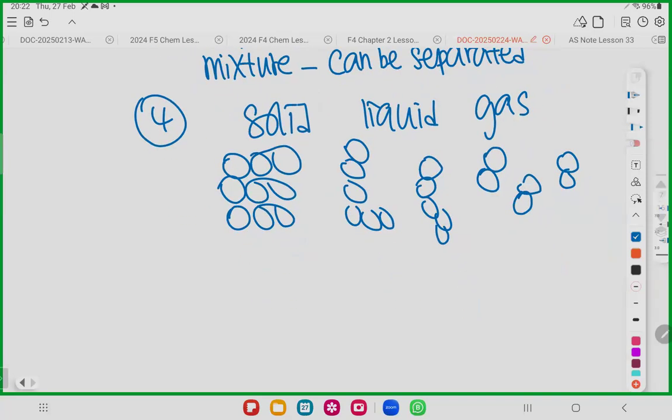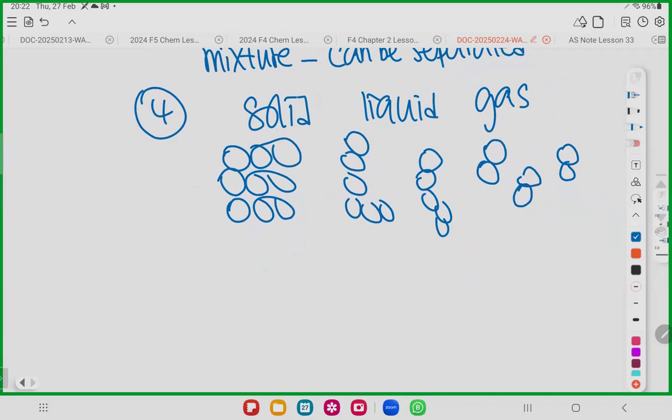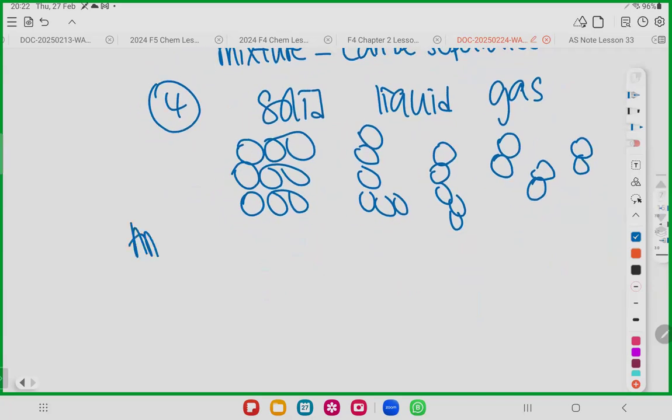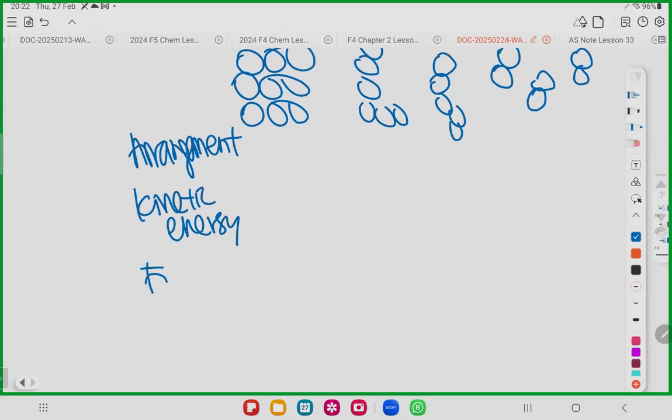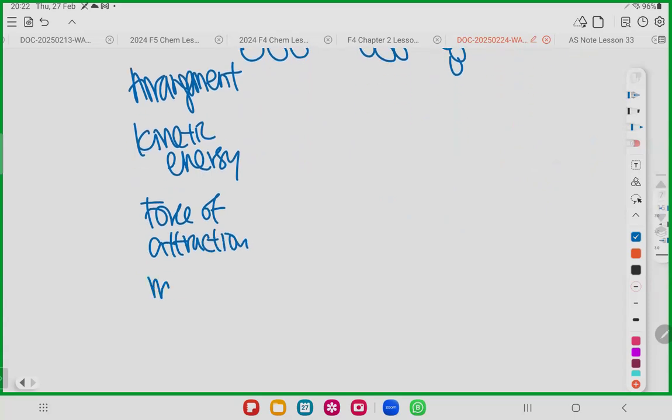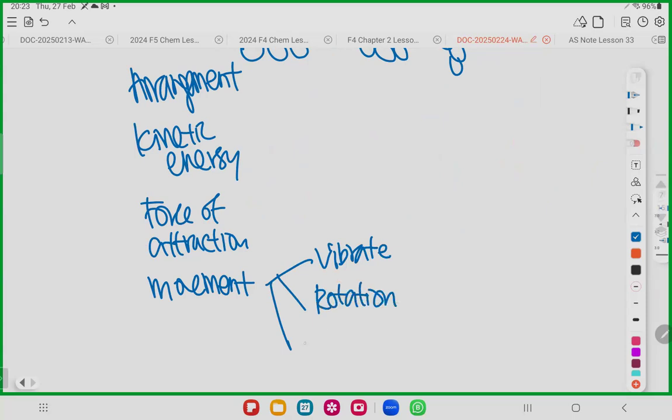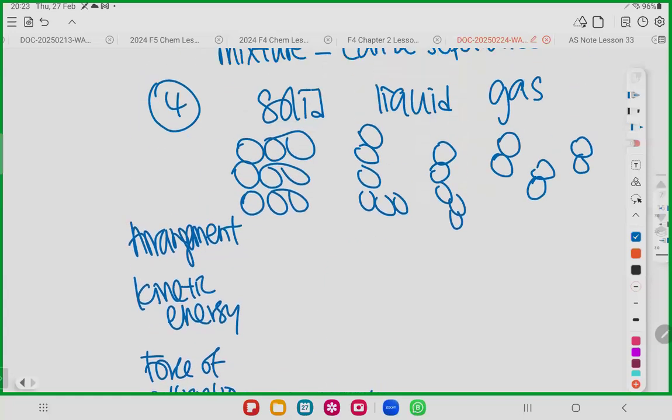So make sure you know solid, liquid, and gas, and a simple comparison. You must be able to compare their arrangement, their kinetic energy, their force of attraction, and their movement. We have 3 types of movement: vibration, rotation, and free moving. Make sure you know what movement a solid can do, what movement a liquid can do, and what movement a gas can do.